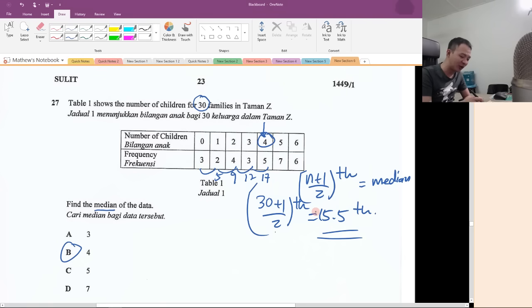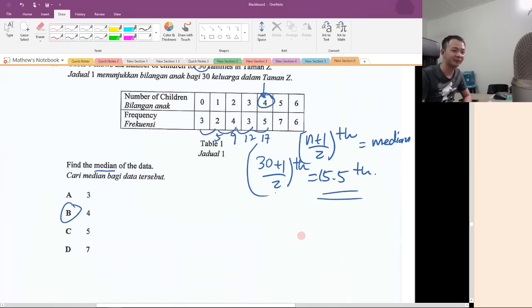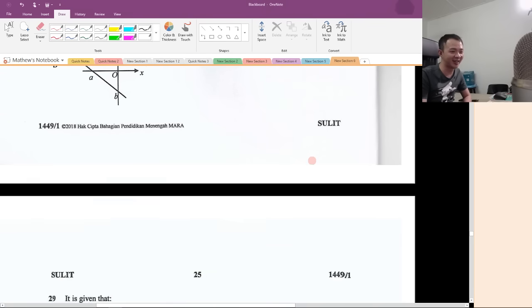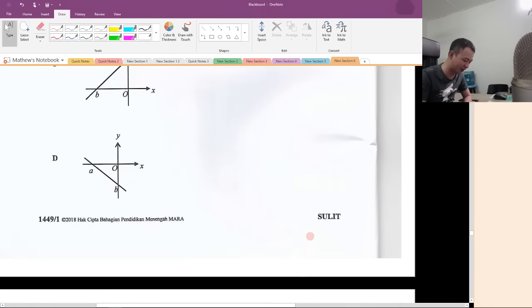Then you want to know where your 15.5 is located. You add up the frequencies, and you realize that at number 3 here, you only get 12. So 15.5 is between 3 and 4, right? Because up to 4, you reach 17 here. So 15, 16, and 17 are all the number 4 here. So the 4 is your median. Alright, if you still cannot understand, I can't help. So I'm going to move on to the next one.